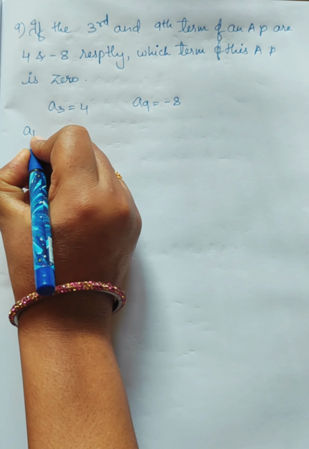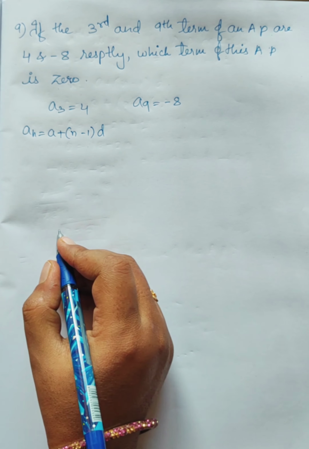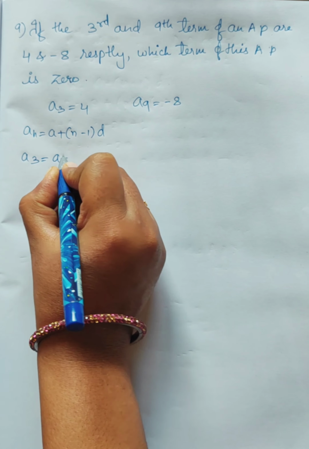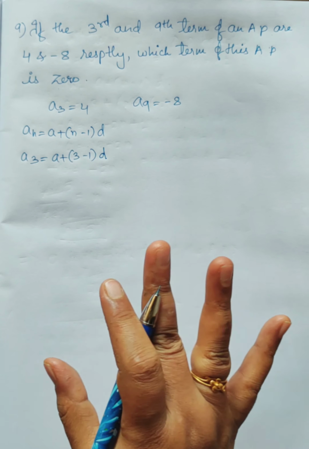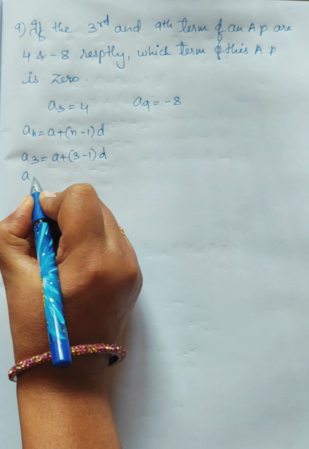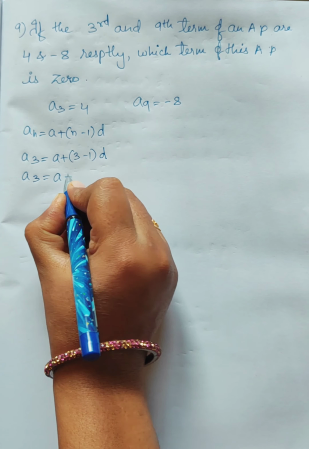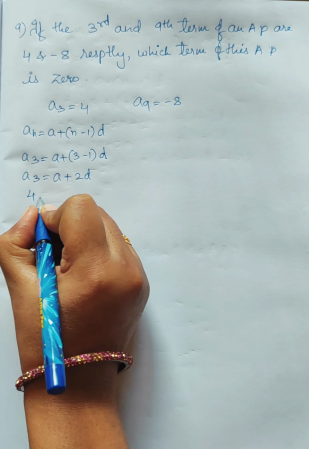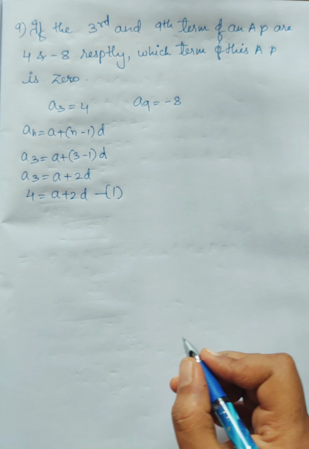The same method: an is equal to a plus n minus 1 into d. In place of an I am going to write a3. So a plus, n is what now? 3. 3 minus 1 into d. d is not given, keep it as it is. So a3 is equal to a plus 3 minus 1 is 2. So what is the a3 value? It is 4. So 4 is equal to a plus 2d. This is equation number 1.